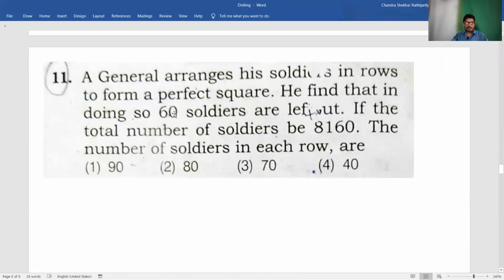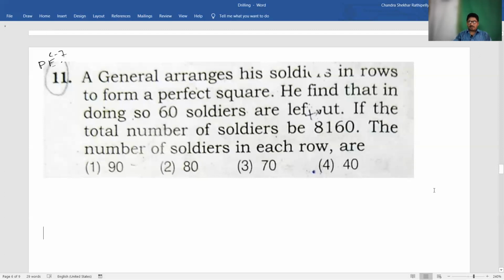Next question. This is also practice exercise, chapter 7. A general arranges his soldiers in rows to form a perfect square. We find that in doing so, 60 soldiers are left out. If the total number of soldiers be 8,160, the number of soldiers in each row are.